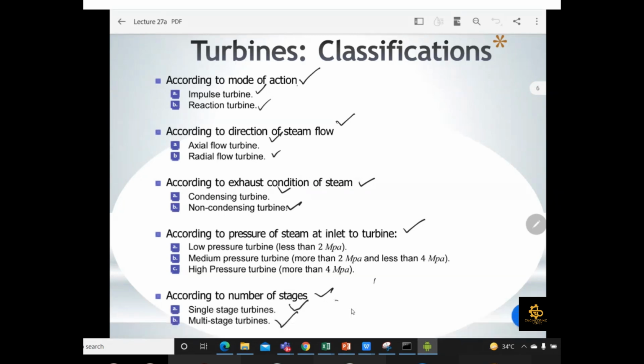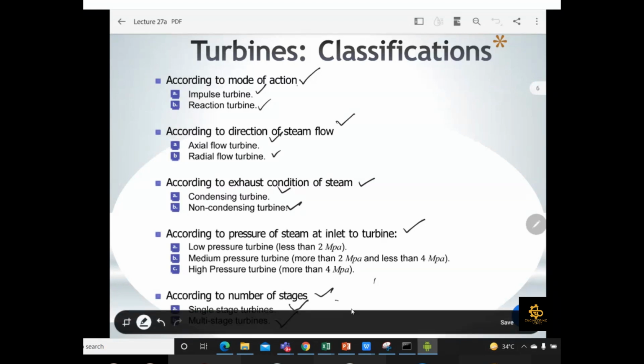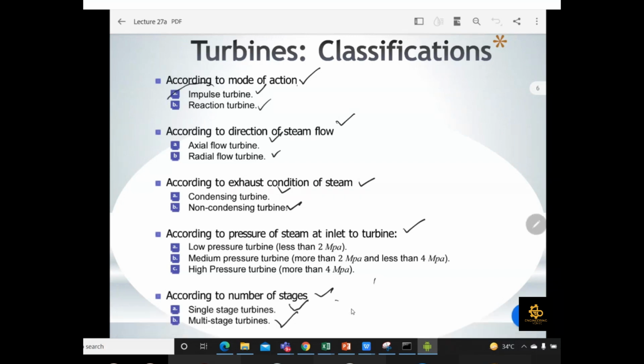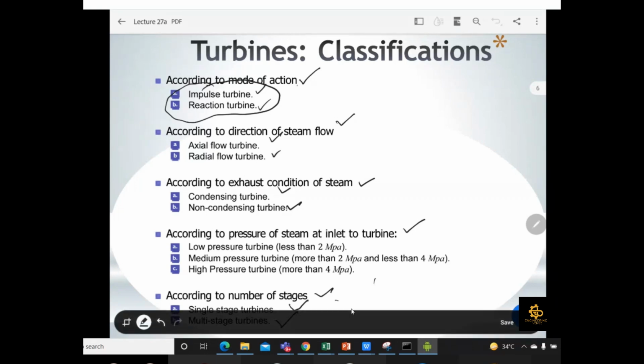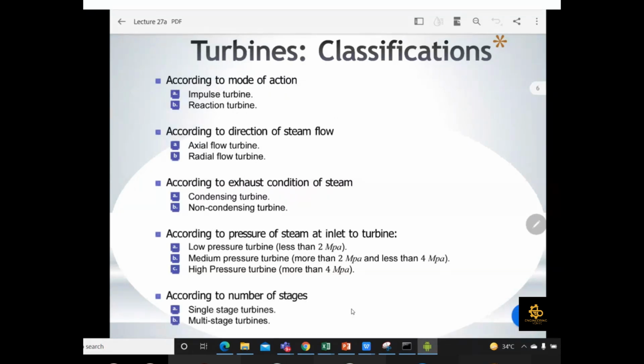So basically, stage turbine means that we have different sets of blades. If we have one fixed set of blades and one rotating set of blades, it means it has a single stage. And for example, if we have two sets of blades, each consisting of a non-rotating blade and a moving blade, it is called a multi-stage turbine. In this lecture, we will talk about these two turbines, impulse turbine and reaction turbine, and how we can analyze different parameters for the impulse and the reaction turbines.